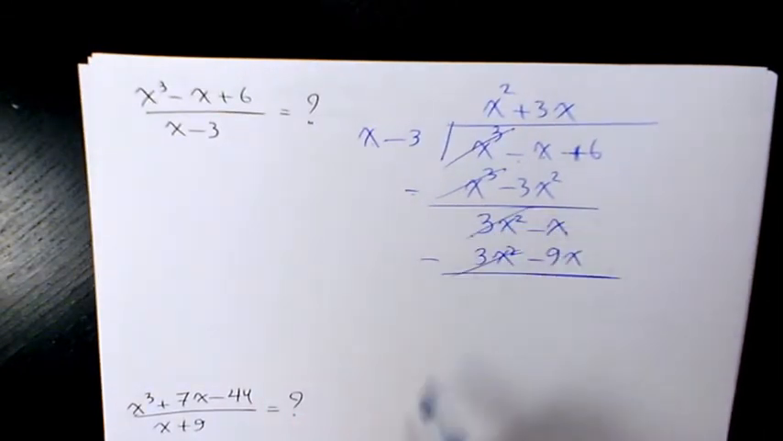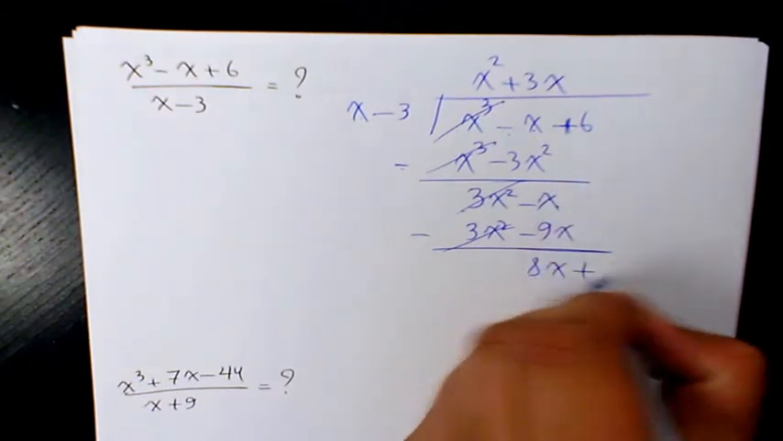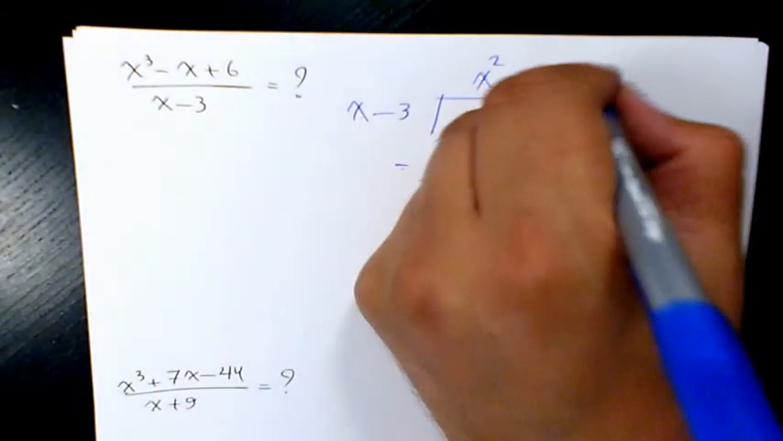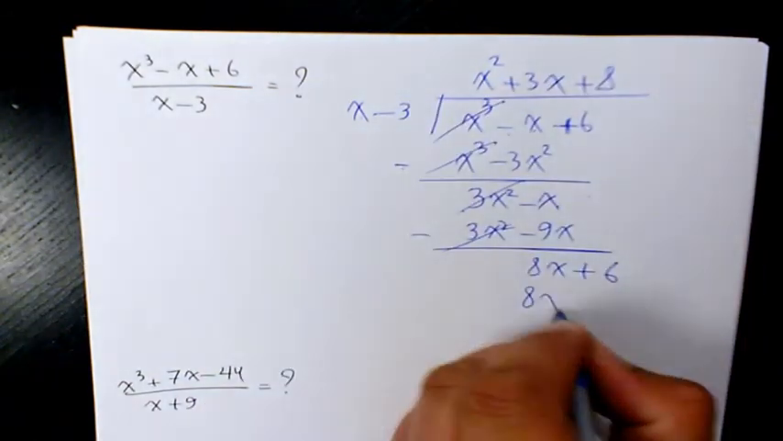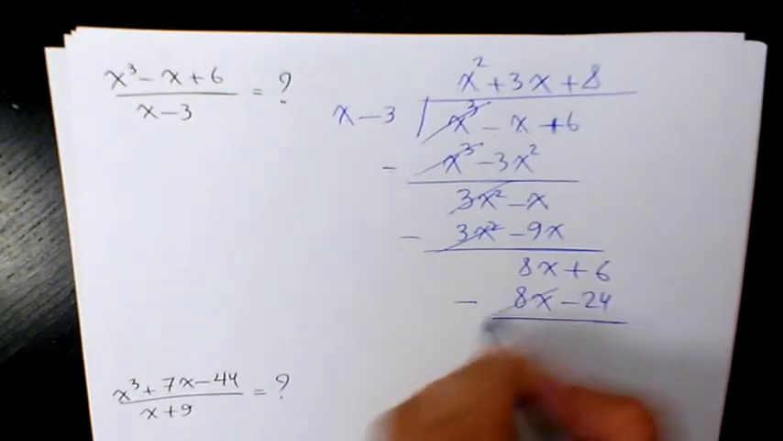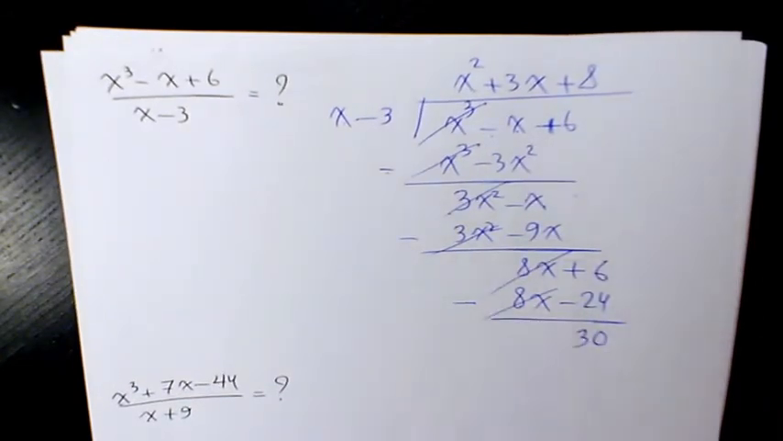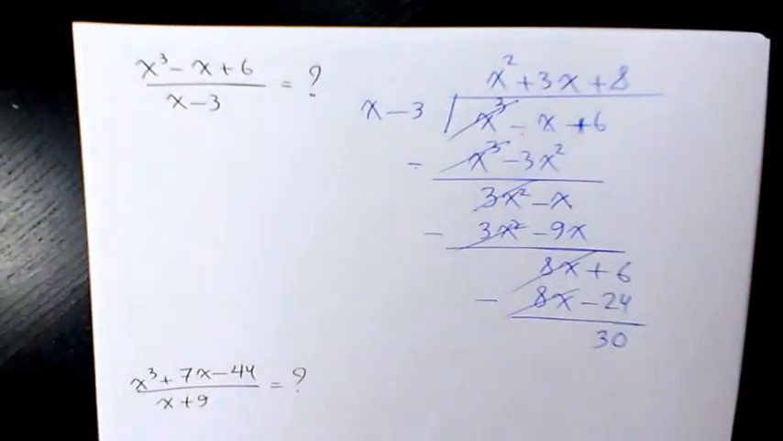Negative x minus negative 9x is going to be 9x minus x, which is 8x plus 6. 8x divided by x is going to be 8. 8 times x is going to be 8x. 8 times negative 3 is going to be negative 24. When you subtract, these two cancel out. 6 minus negative 24 is going to be 24 plus 6, which is going to be 30. So that's the remainder. Next one.